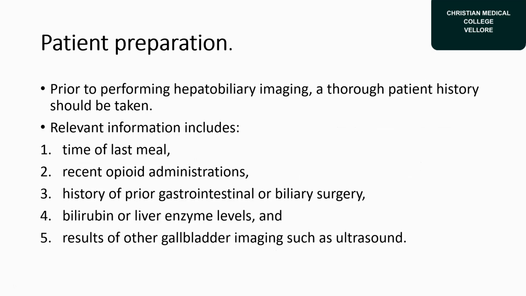So what is the patient preparation required before the study? We basically have to take a good history: when the last meal was taken, if there was any opioid administration, that's a major drug we look for, and if there are any prior gastrointestinal surgeries done. Then we look at the bilirubin levels, and we also look at the structural imaging if anything was done.